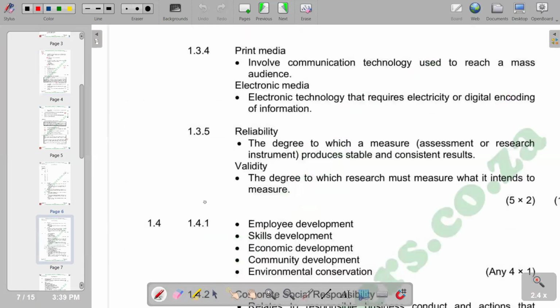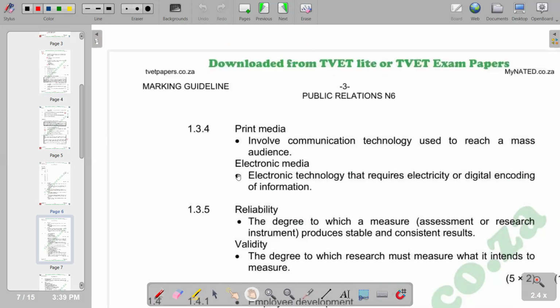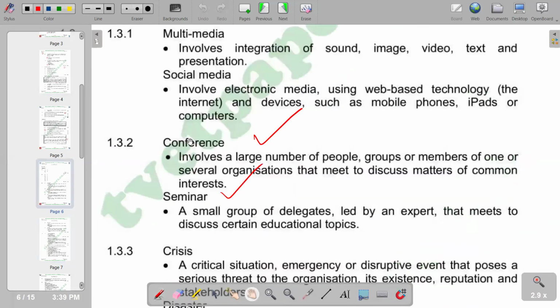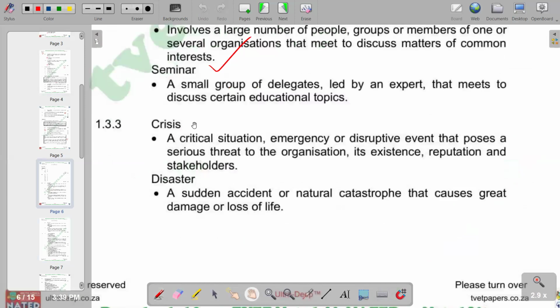So checking on the explanations that we have in terms of crisis, we are saying crisis is a critical situation, emergency or disruptive event that poses a serious threat to the organization, its existence, reputation, and stakeholders. Then if you look at disaster now, it becomes a sudden accident or natural catastrophe that causes great damage or loss of life. So that's what we have on the crisis and disaster part.